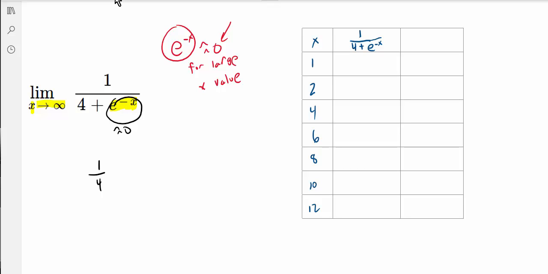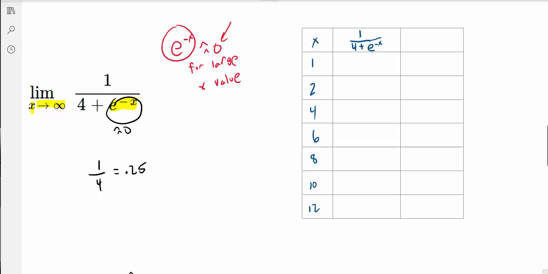Let's look at the table of values to see if that's true. And of course my calculator will give me the decimal equivalent of that, which is 0.25. So I'm looking to see if I get outputs of the function 1 over the quantity 4 plus e to the minus x closer and closer to 0.25 as x gets larger and larger.